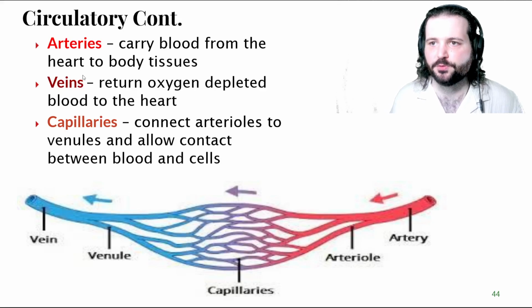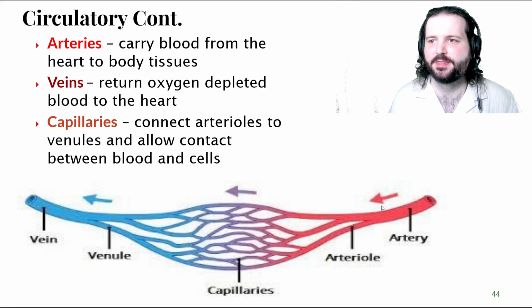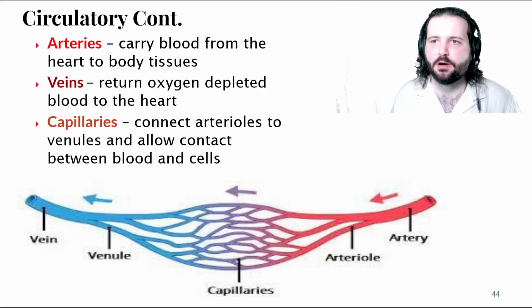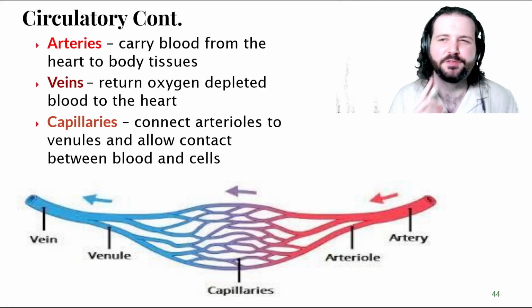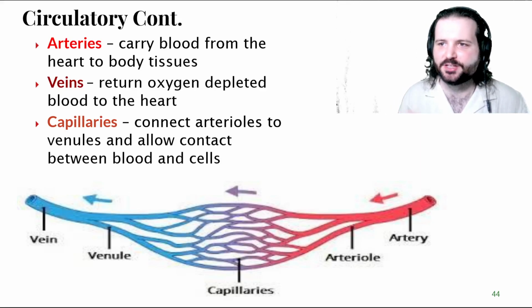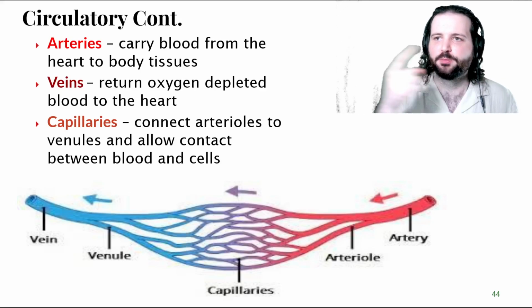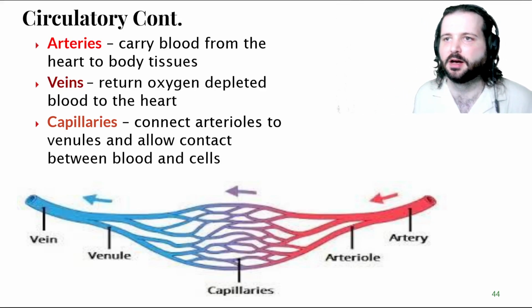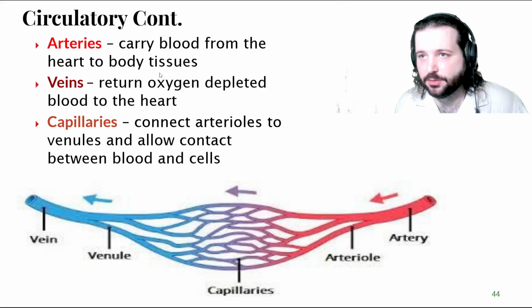Oxygenated blood from our heart gets sent out through arteries. Arteries are big, high pressure vessels that are able to withstand the beating of the heart, and that's where we feel our pulses. So if you feel your wrist or your neck, you are feeling an artery because that's what is connected directly to the heart after it beats. It is sending the blood out. We are feeling the pressure of that heartbeat in our arteries. So that's what carries the blood out to the body tissues.